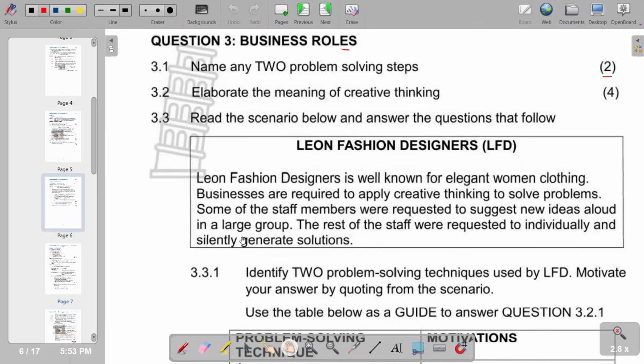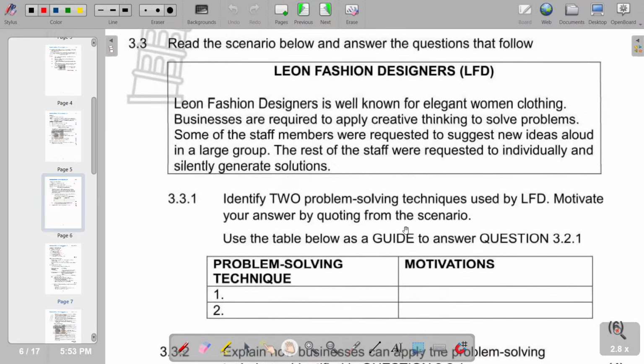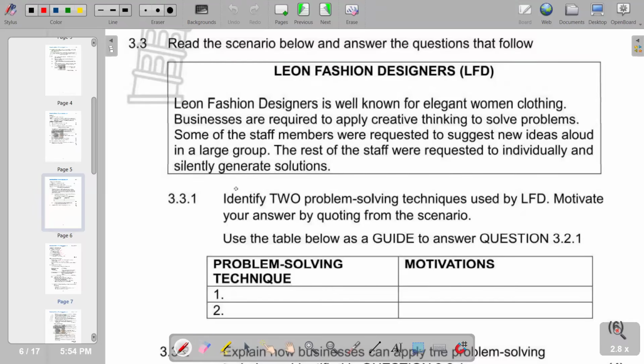So we have 3.3.1, which reads: identify 2 problem-solving techniques used by LFD. Motivate your answer by quoting from the scenario. So we need to refer back to our scenario. Some of the staff members were requested to suggest new ideas aloud in a large group. So the element of suggesting, of coming up with new ideas, is brainstorming. So we have brainstorming as one of the problem-solving techniques.